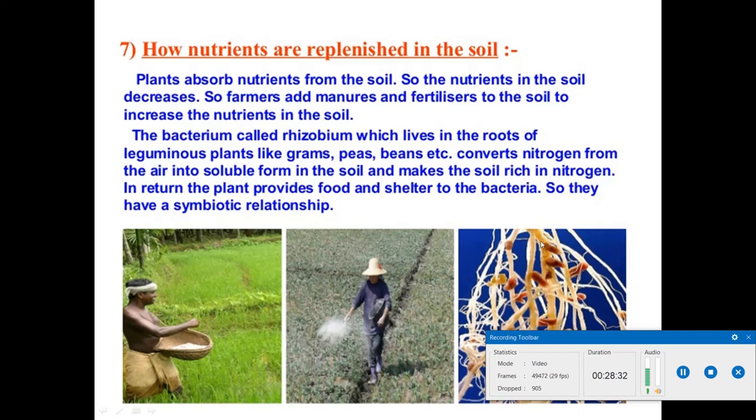And in return, what is the bacteria getting here? It is getting the home, that is shelter. So bacteria can easily live in these root nodules and survive. And in return, the leguminous plant is getting the nitrogen. So this type of give and take relationship is observed here even in the leguminous plant and bacteria. So such a type of relationship is termed as symbiotic relationship.